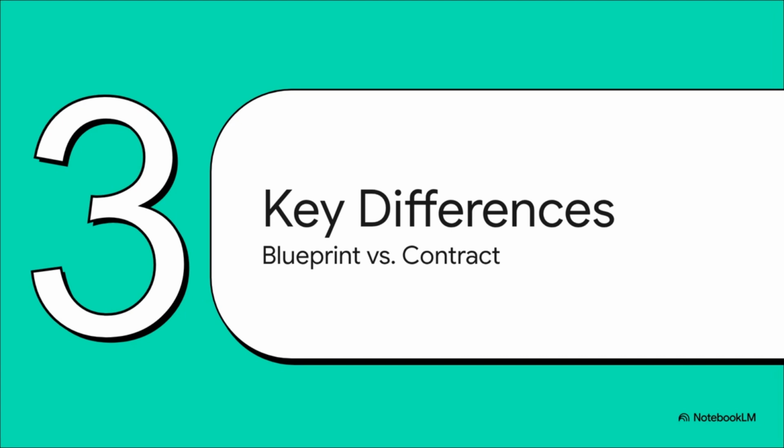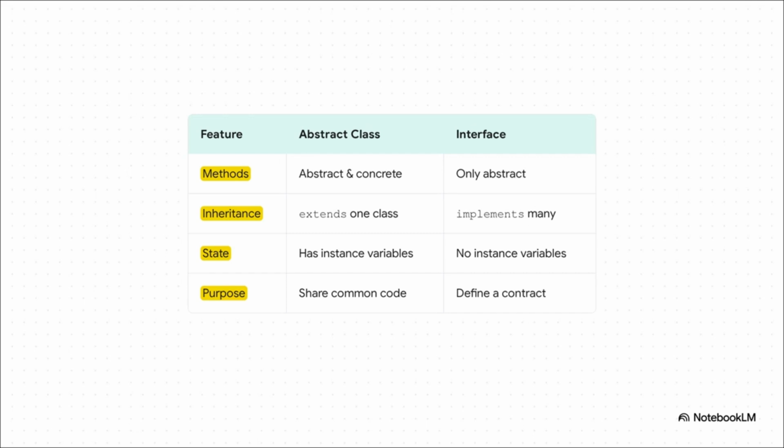Okay, so we've got the blueprint and we've got the contract. Now for the million-dollar follow-up question you know is coming in the interview, what's the real difference? Let's put them head to head. This table really lays it all out, doesn't it? You see how the abstract class, the blueprint, can give you both finished methods and empty ones. The interface, on the other hand, is just the rules. But honestly, the biggest, most important difference for how you design your software is right there in the middle, inheritance. You can only inherit from one parent, one blueprint, but you can sign as many contracts, implement as many interfaces as you want. That's a huge deal.